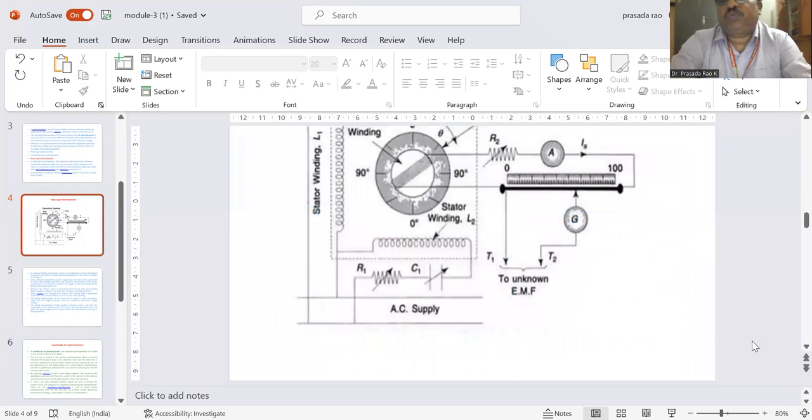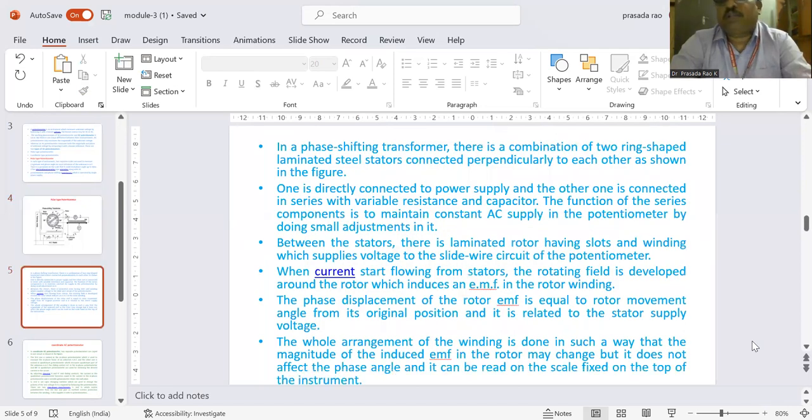In the phase shifting transformer, there is a combination of two ring-shaped laminated steel stators. Two windings are connected perpendicular to each other, as shown in the figure. One is directly connected to the supply, and the other is connected in series with the variable resistance and the capacitance. The resistance or capacitor will produce the necessary phase shift between the two windings. So the function of the series component is to maintain the AC supply in the potentiometer by doing a small adjustment in it.